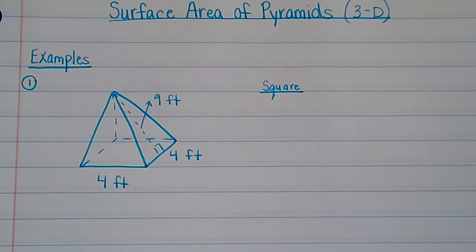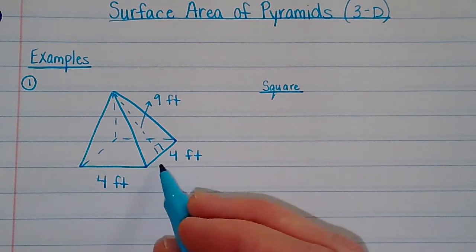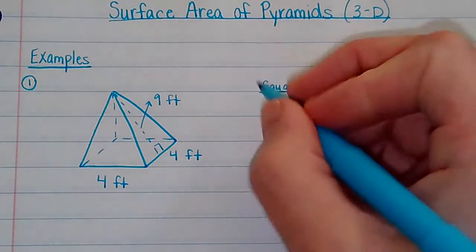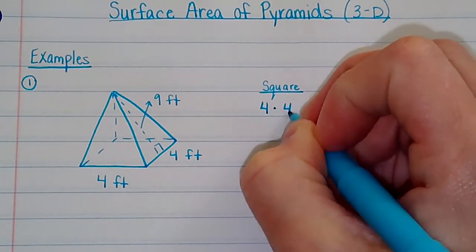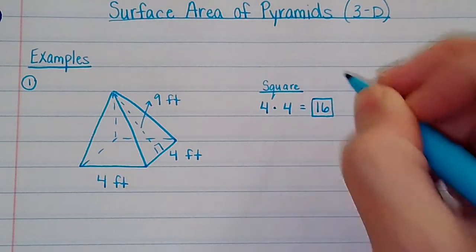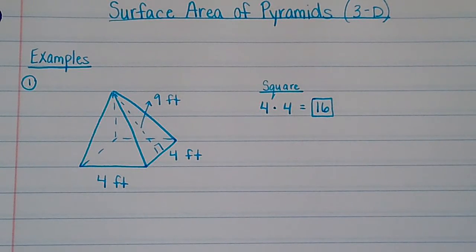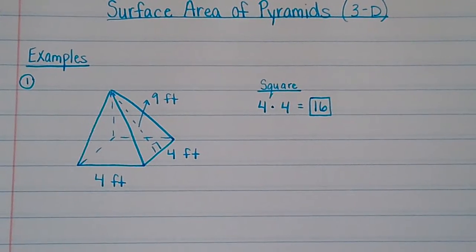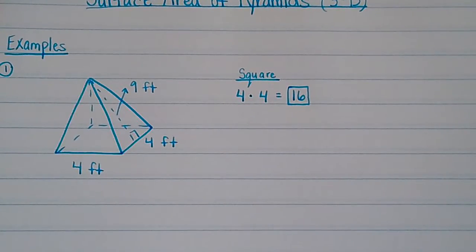Okay. So what is the area of this square down here? Well, this side's 4 and that side's 4. Don't get in a rush and say that's 8 because it's definitely not 8. And I don't have to double it because it only has one of it. Okay, there's only one bottom to this shape. It doesn't have a match, so it's just that 16.